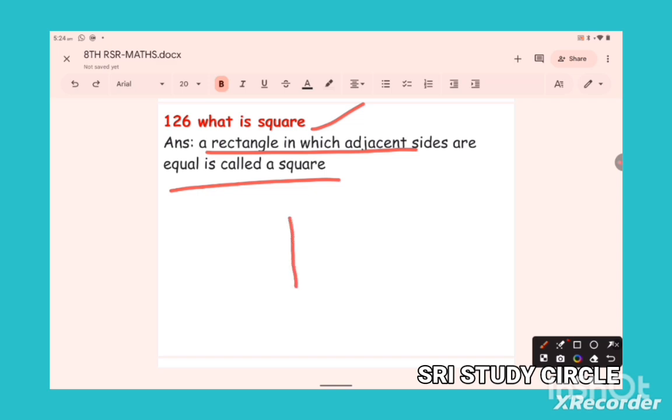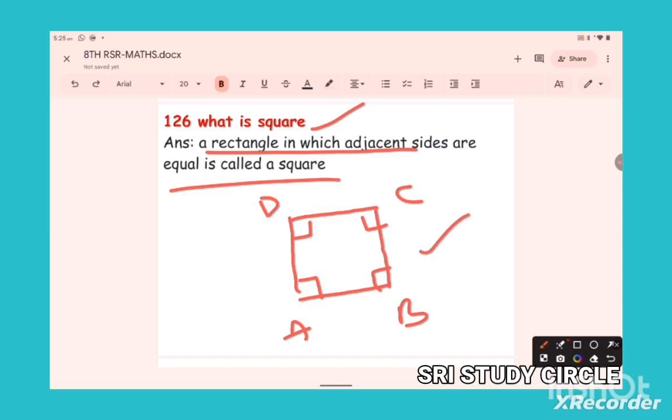Square means all sides are equal, opposite sides are parallel, opposite angles are equal, but each angle is 90 degrees. Here, this is a square. What about this one? This is a rectangle.